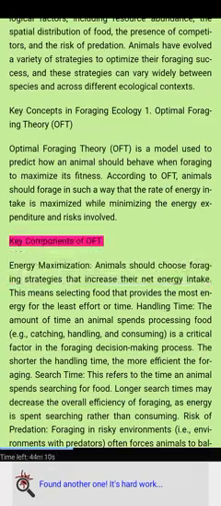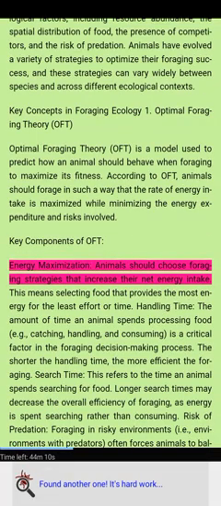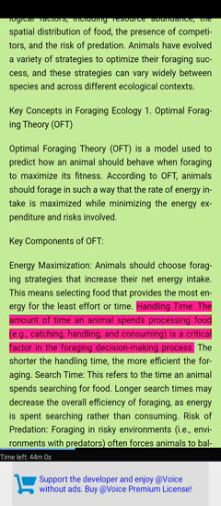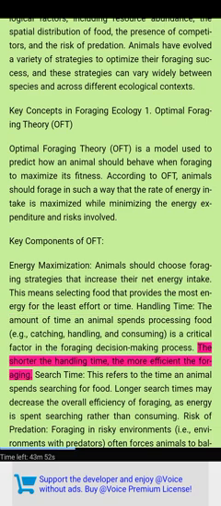Foraging energy maximization. Key components of OFT. Energy maximization: animals should choose foraging strategies that increase their net energy intake. This means selecting food that provides the most energy for the least effort. Handling time: the amount of time an animal spends processing food, e.g., catching, handling, and consuming, is a critical factor in the foraging decision-making process. The shorter the handling time, the more efficient the foraging.